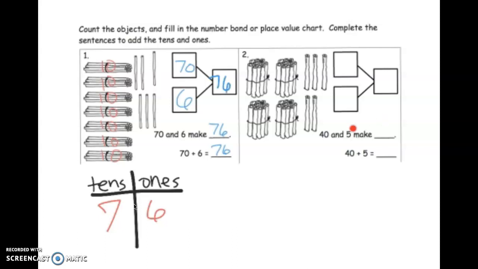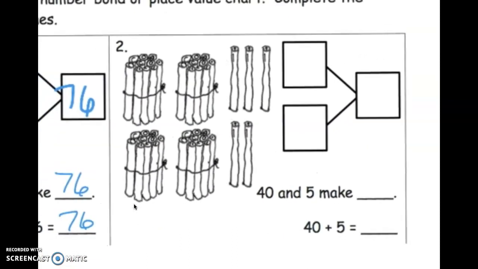Good. So if we want to take a look at this one, let's do it. So again, we have that convention. We want to promise our students that anytime they see a bundle, it's going to be 10. So we've got 1, 2, 3, 4. So we've got 4 bundles of 10. So that makes it 40.